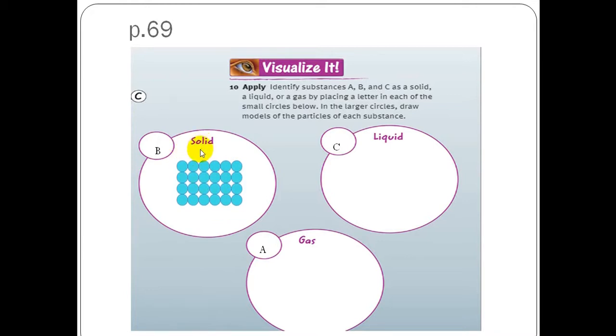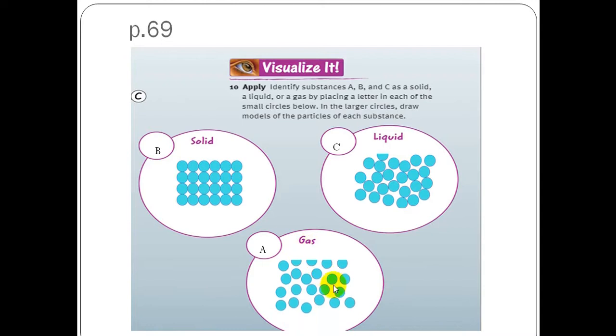In solid, when we draw, we have to draw circles in the same size and they all are arranged together and they don't have spaces in between, or very little spaces. And when we draw them, we have to draw them in a regular pattern, arranged. Then we will draw in liquids. They are random and they have a little bit of space in between. And in gas, we will draw them very far from each other and they move freely.